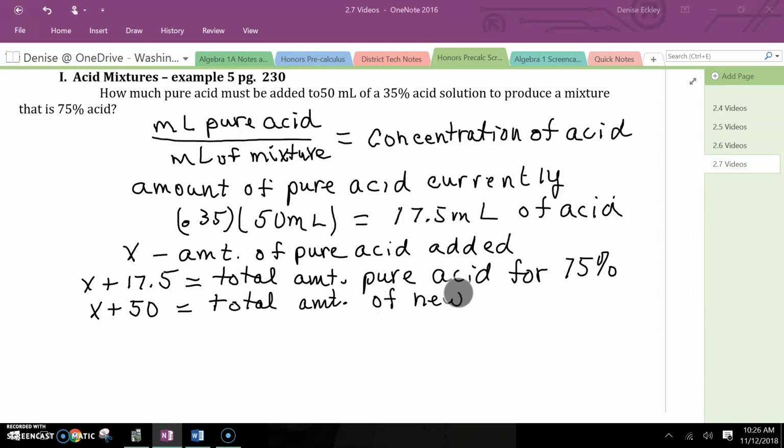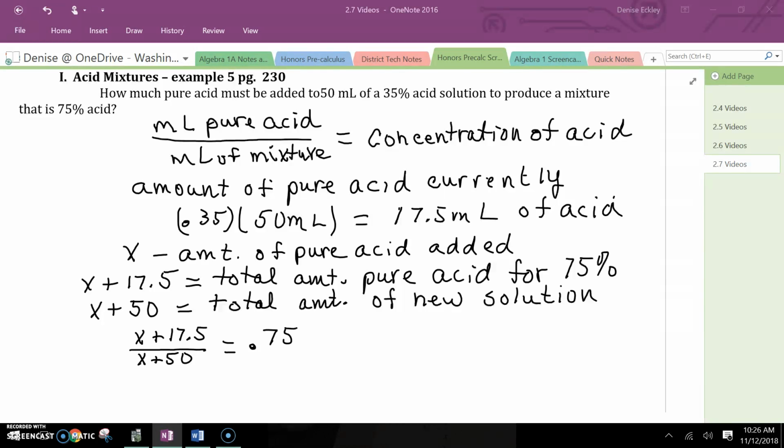We're going to reuse our ratio to figure out our total. So we're going to have X, our pure acid, so X plus 17.5, divided by our total amount of solution, which is X plus 50, and that's now going to equal our new concentration, which is 75%, or 0.75.